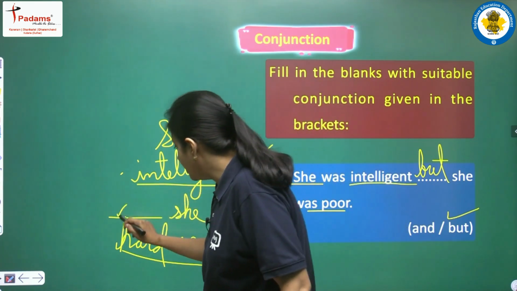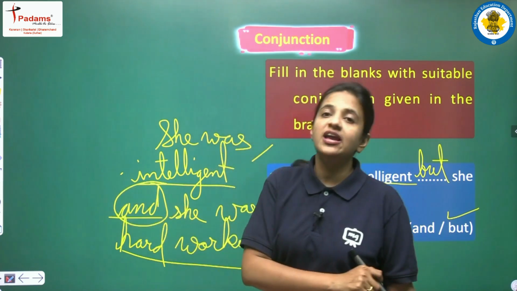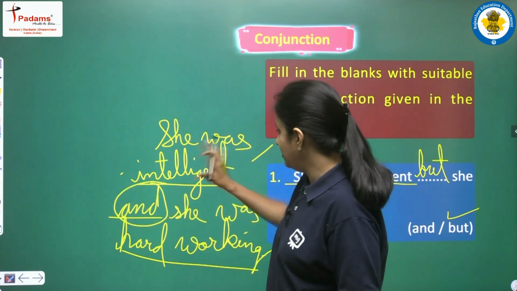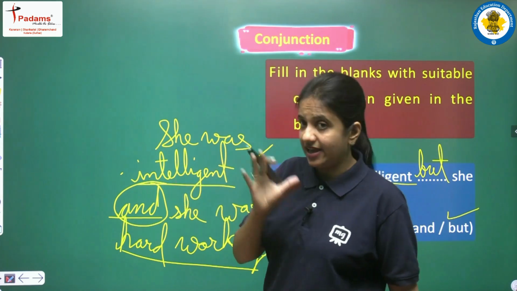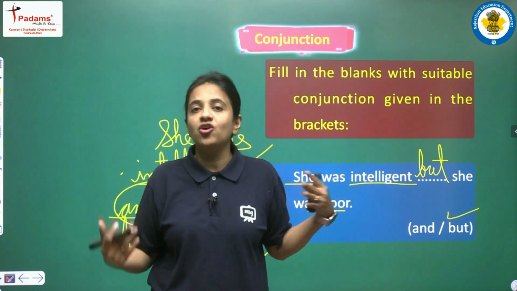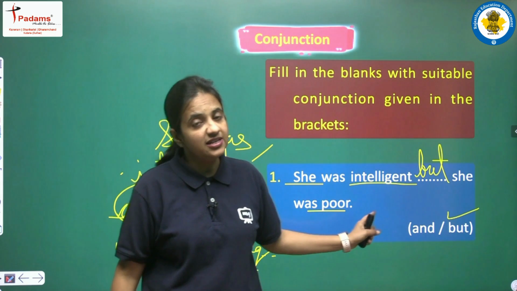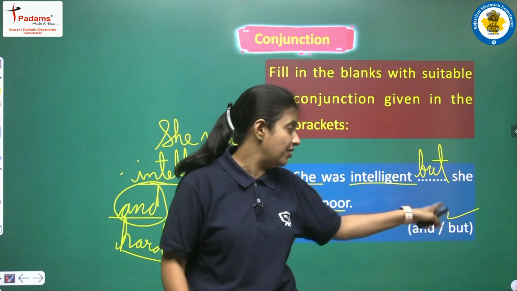So when we are talking about the same thing, then we have to use and. So now here in this blank we have to use and, the sentence will be she was intelligent and she was hardworking. But here these two things are not at all connected, they have no similarity in nature, and this is the reason, when we are showing different things, we have to use but.